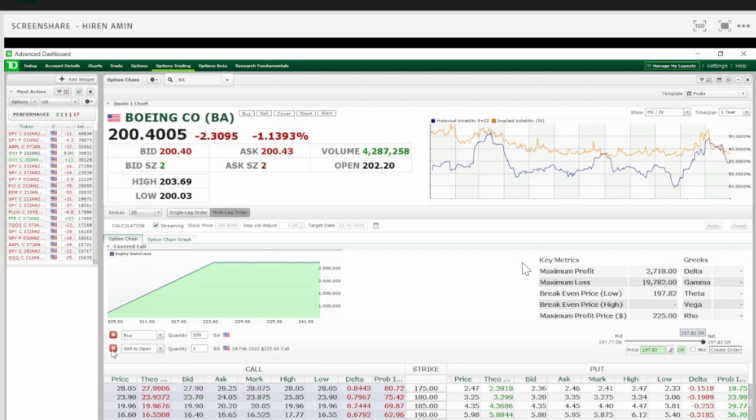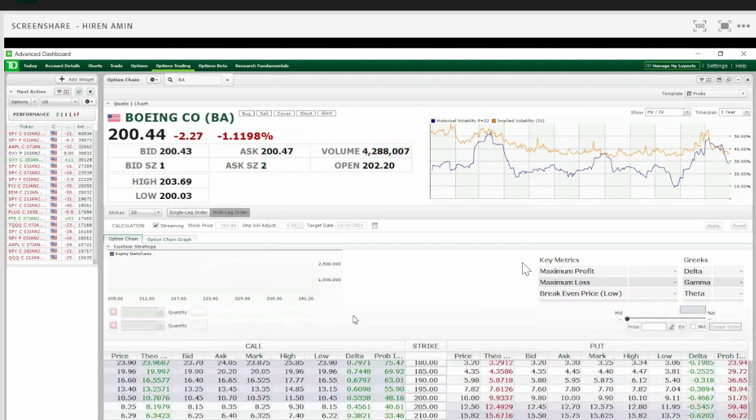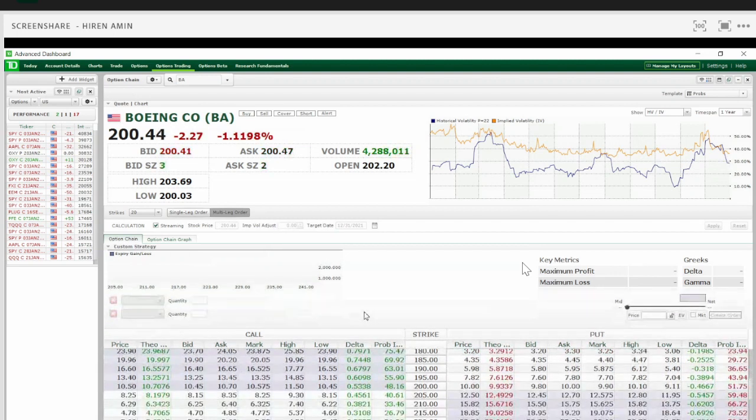Let's say I want to do, I'll show you one more, which is a common one, a bull spread strategy. If you're bullish on the stock and you're looking to buy the stock, but you just don't want to buy a call, you want to have some protection by selling another call. That's what a bull spread is called. So let's say we want to buy the 210. I'm going to click on the 210 call here, and I'm going to sell the 230.